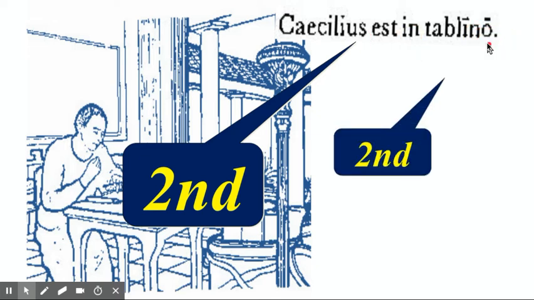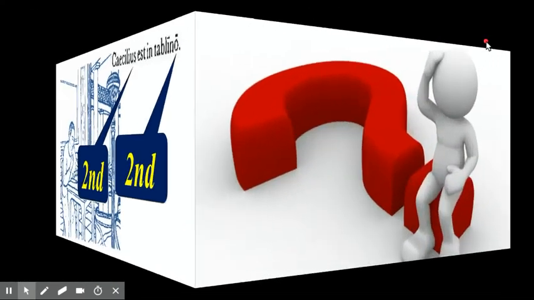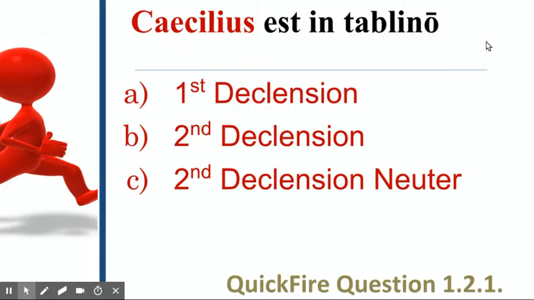Tablinum is second declension as well. In this case, it's tablinum, neuter. All right, so let's play with it. So you know the declensions. Caecilius. What declension is Caecilius? Is it first, second, or second neuter? Well, it doesn't end in A, so it's not first. And Caecilius, with the US ending, which you don't see in the bellum pattern, so he's really second declension.